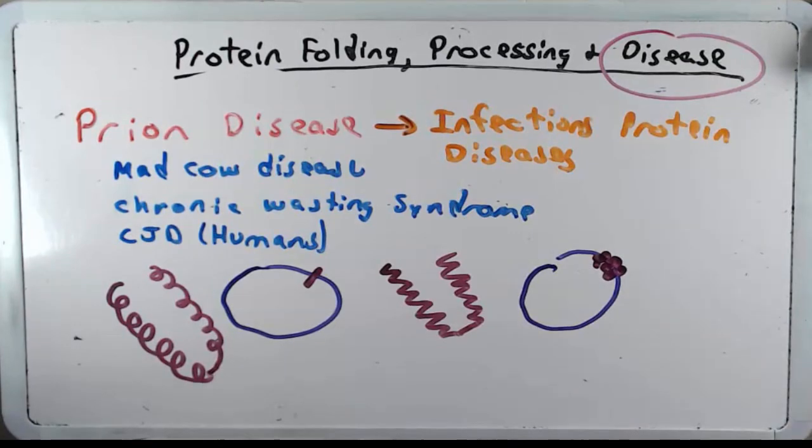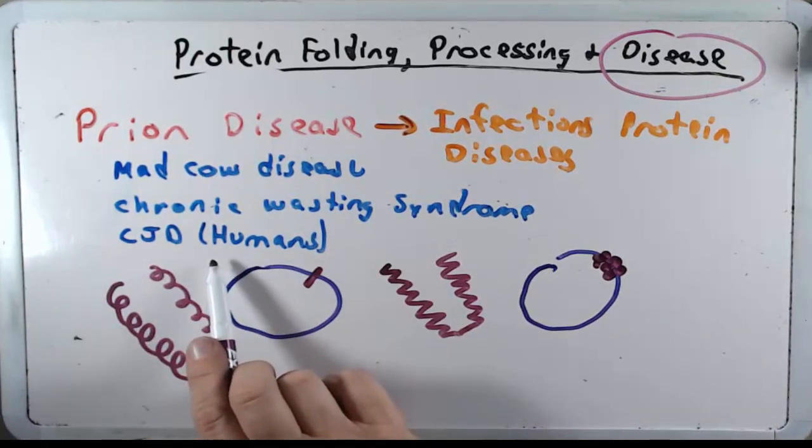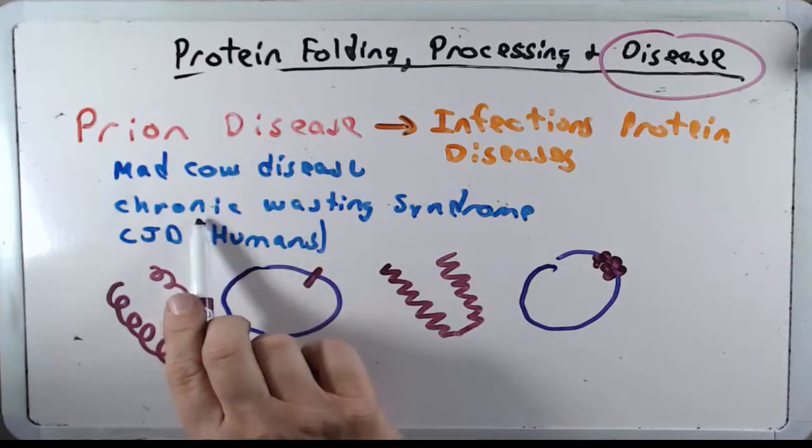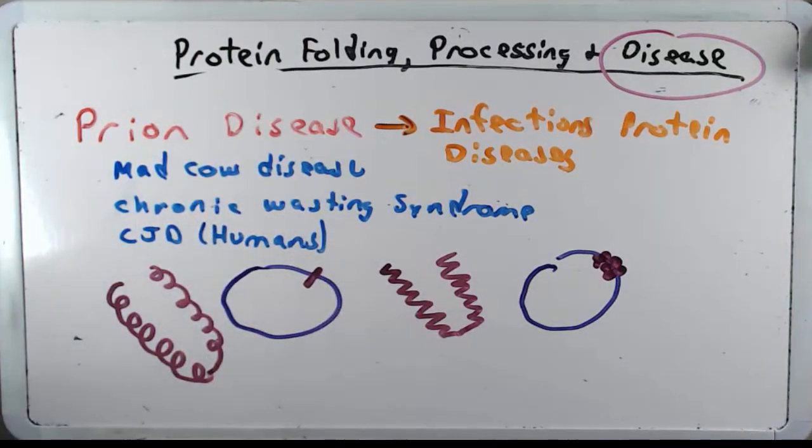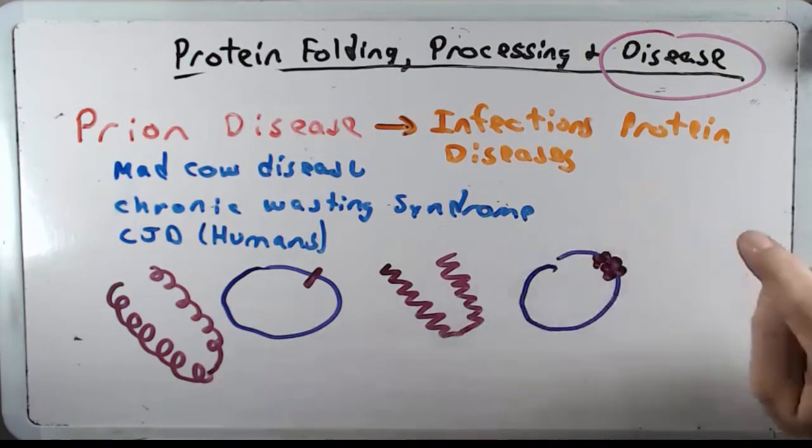And that's why, when you examine the brains of someone with CJD disease or a cow or a deer with these diseases, it appears as if there's a bunch of holes in it, because these proteins, by aggregating, have destroyed parts of the brain. Now, why do we say it's infectious?